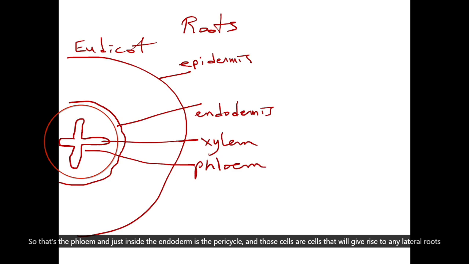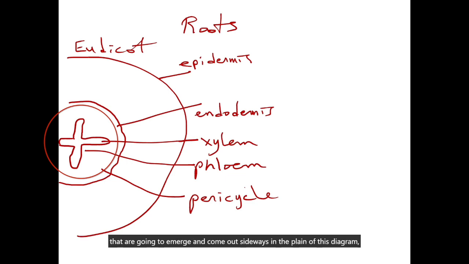And just inside the endodermis is the pericycle. And those cells are cells that will give rise to any lateral roots that are going to emerge and come out sideways in the plane of this diagram. This material is called cortex, and it's ground tissue. Okay, so that is a eudicot root.